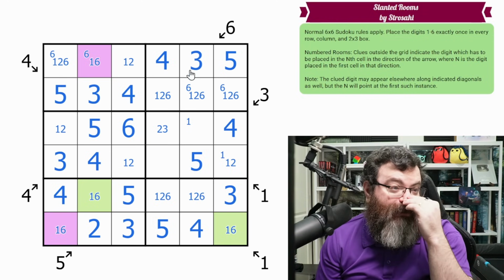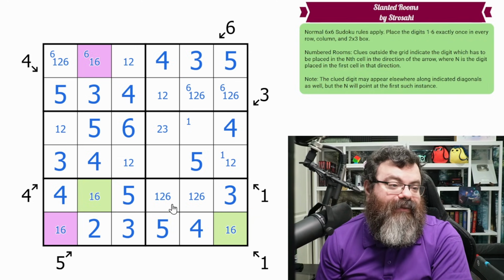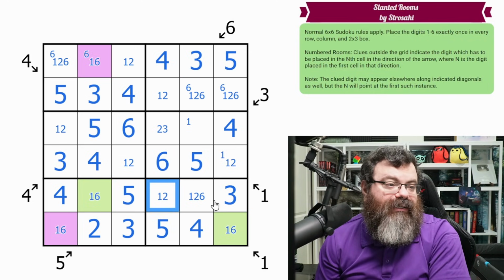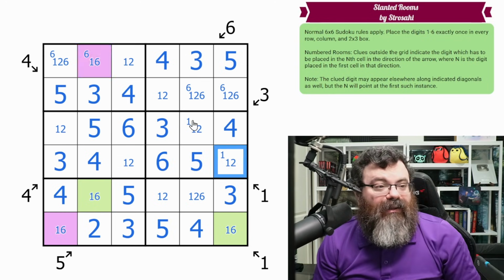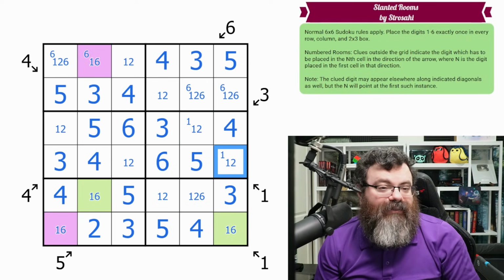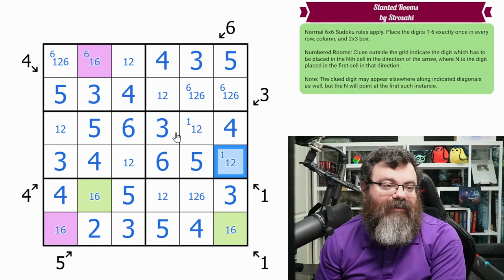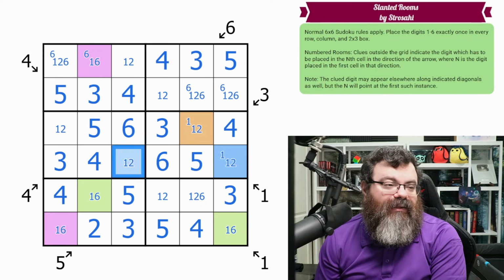Now, all right, this can't be 6. I already said that. Oh, 6 in this row goes here. 1, 2 pairs. This is our 3. This is 1, 2. We still haven't resolved this guy. I'm not sure this coloring is at all helpful. 1, 2 pairs, maybe? I mean, might as well color it and see what happens.